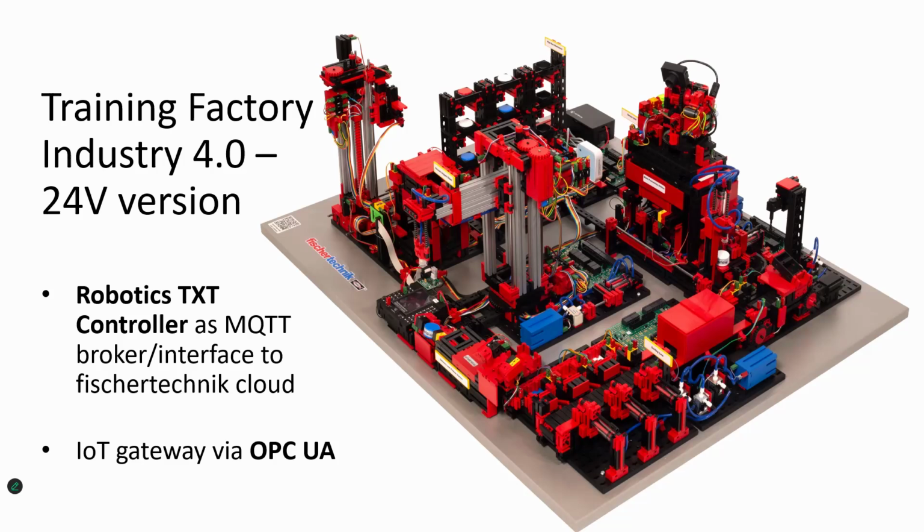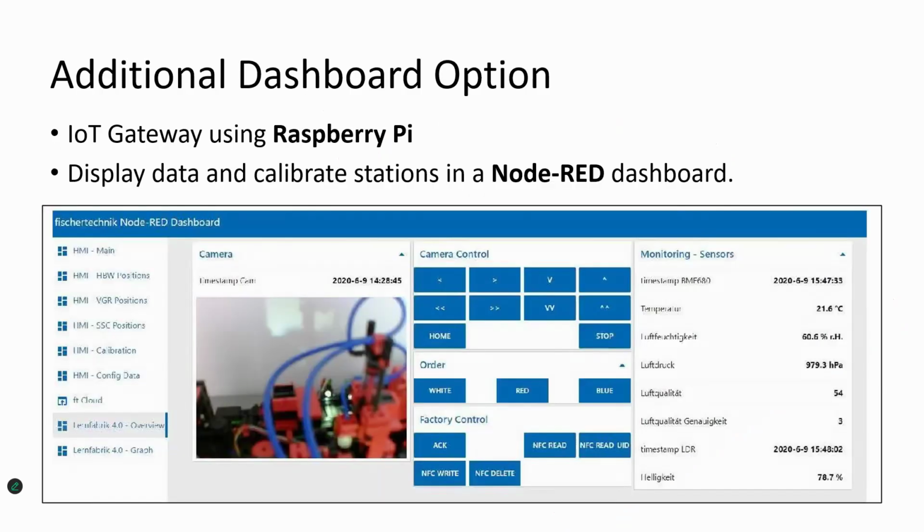Now, OPC UA, which is also known as OPC Unified Architecture, is, of course, a standard for exchanging data across different platforms like this. In addition to the TXT controller that's used here, there's also an IoT gateway using Raspberry Pi with Node-RED, and this allows the option for not only presenting and using data on a dashboard in the fischertechnik cloud that's maintained by fischertechnik, but also to be able to display data and calibrate the stations in your own factory in your own Node-RED dashboard. So you have that option.